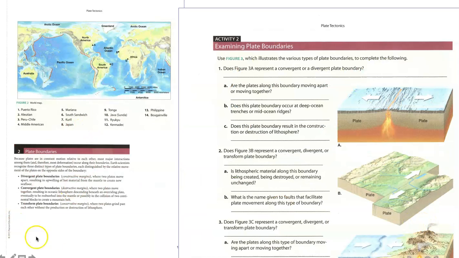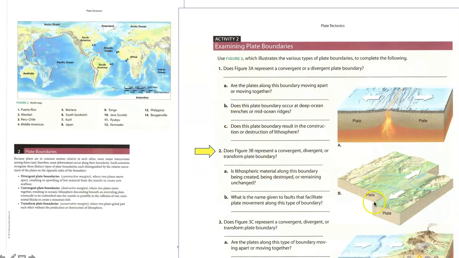The bottom of that page introduces you to the different kinds of plate boundaries. And the next page asks you a number of questions about each of them. Question 1 asks you to look at this first figure. Is this a convergent or divergent plate boundary? Hopefully you'll know by having read the book, by having read this little description here, and also by having watched the learning videos. And then there's a number of questions to answer.